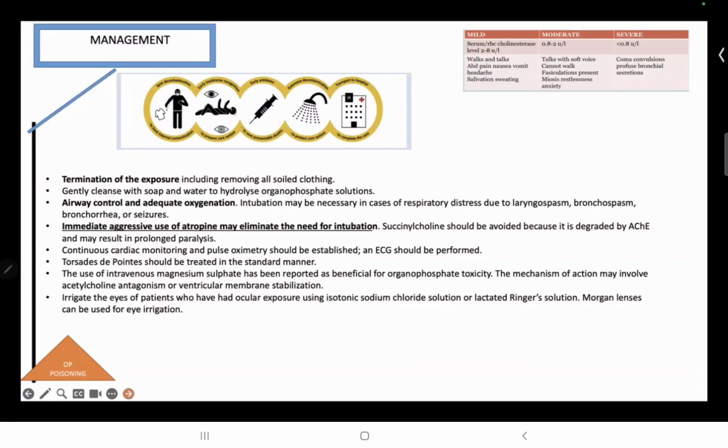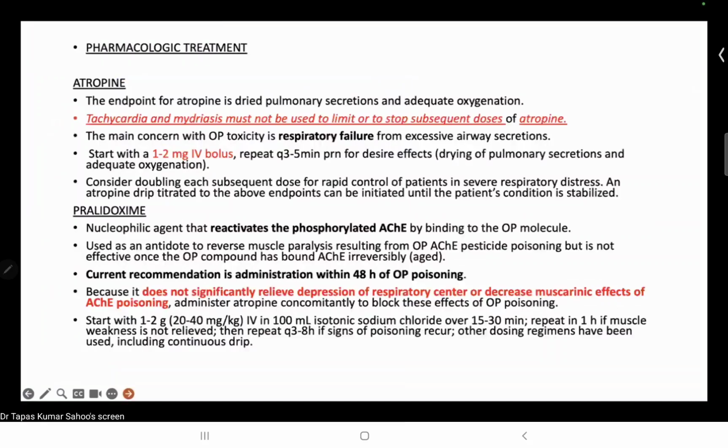Again, in pharmacologic management, two things are there: atropine, pralidoxime. There are certain endpoints of your atropine use. There are certain concerns with your atropine use. Then what is the dose of the appropriate atropinization and how you are going to titrate your atropine dose. This is all about your atropine. So in 4 lines, I'm able to finish my atropine concept.